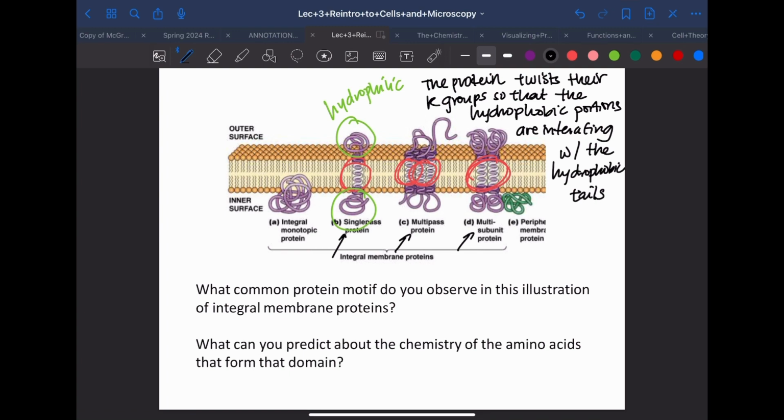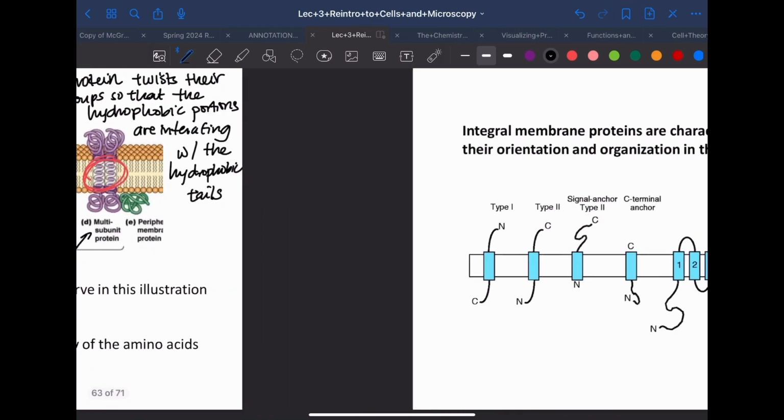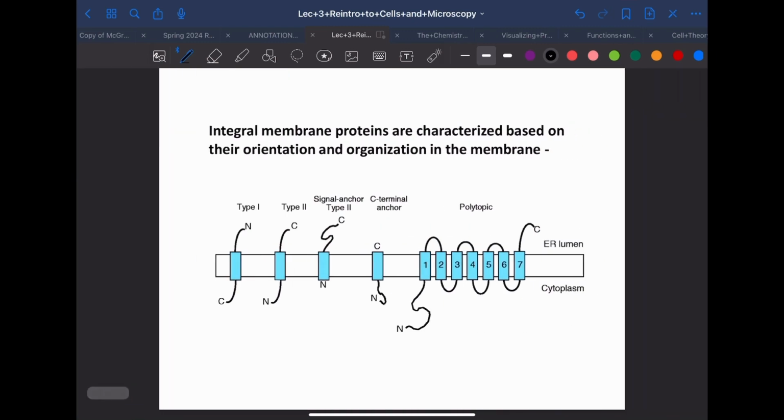Okay, let me see here. What common protein motif do you observe in this illustration? That's just what it is, right? That we have both hydrophilic and hydrophobic components in these integral membrane proteins, right? And what can you predict about the chemistry? You're talking about hydrophobicity here, right? Hydrophobicity. Okay, this is just another way to look at that, right? So you can determine what type of integral protein you are based on what's sticking out where.